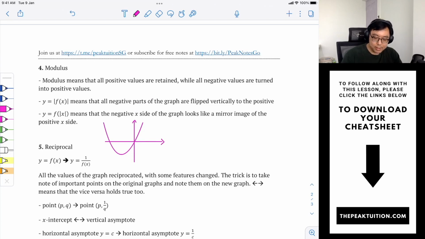We see that over here, for this range of x, we produce a negative output. If we want to draw a y equals modulus f(x) graph, we will need to change all of that into a positive value. And that will give us a graph that looks like this. Something like this.